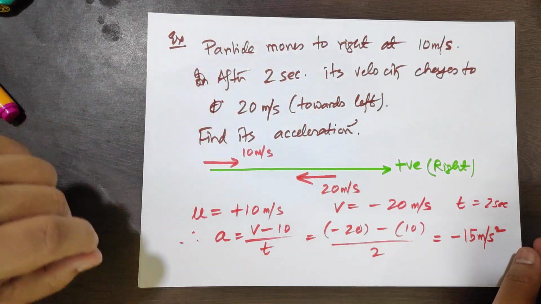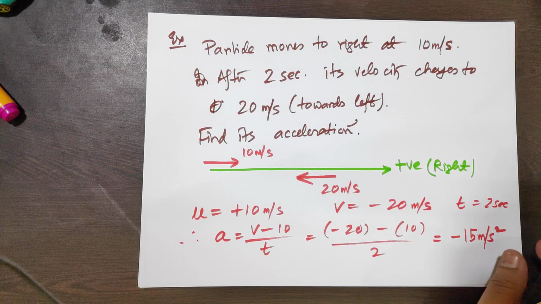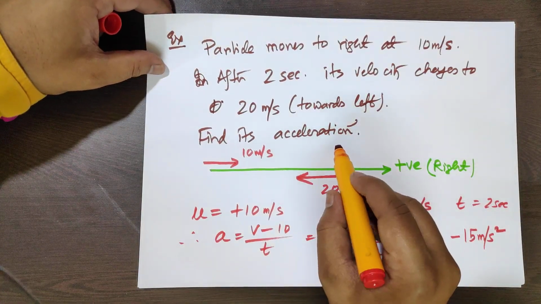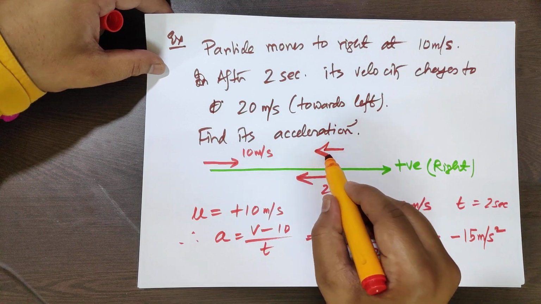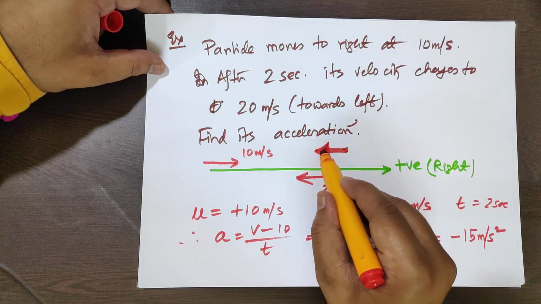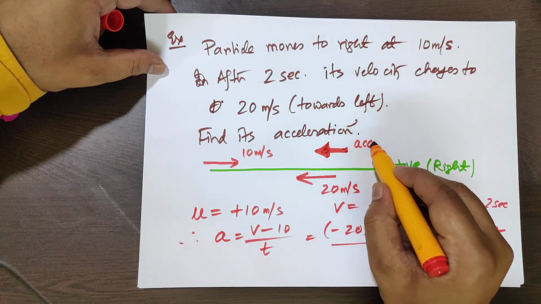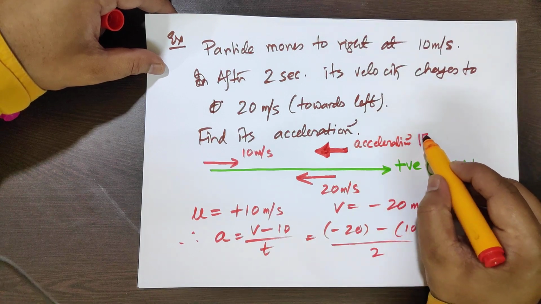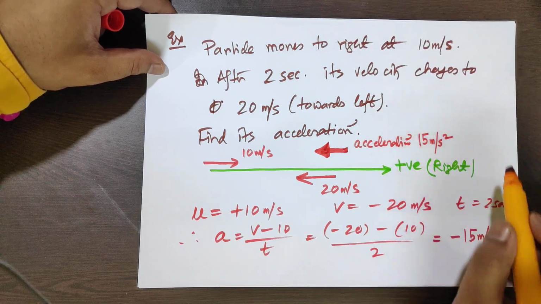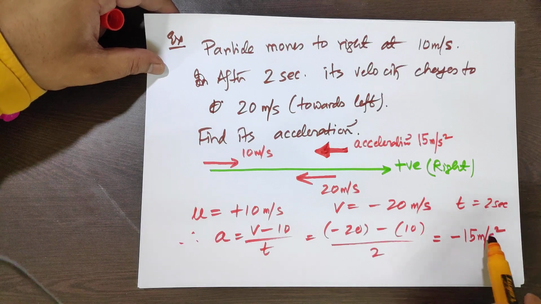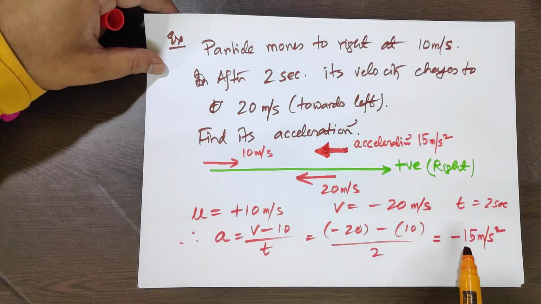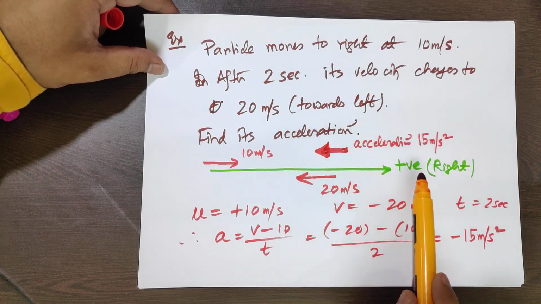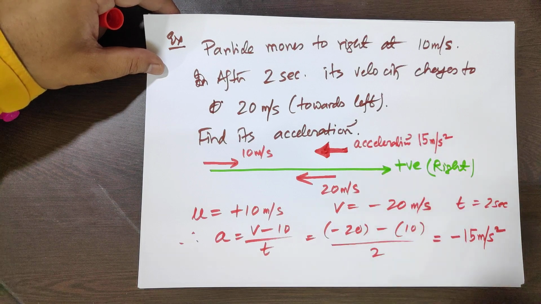So the acceleration in this problem comes out to be negative. So what is the meaning of negative acceleration? That is there. This is the acceleration of 15 meter per second. Its magnitude is 15 meter per second square, but direction towards the left. This negative sign shows that direction is towards the left, because right is our chosen positive direction.